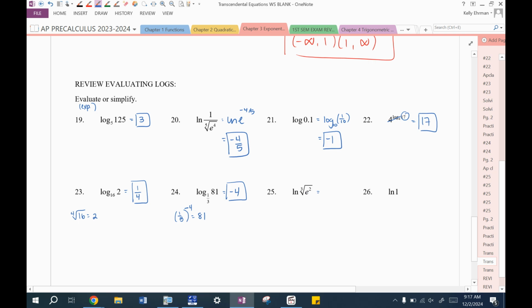What is this exponent? The root is always the denominator, and then the exponent is the top. So e to the 2/3 is what we're looking at in there. And log, or natural log, of 1 is 0 because e to the 0 equals 1.